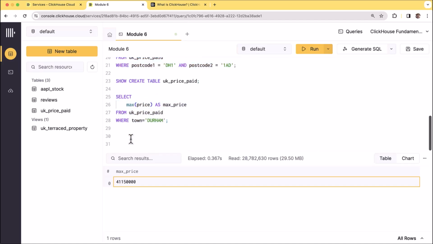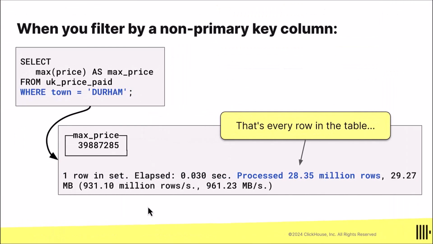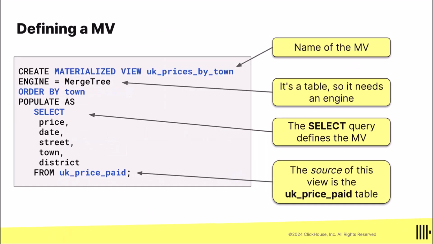One thing you can do with a materialized view is store the data in a separate way. Use a different sort order, a separate primary key, so that if I was going to write a bunch of queries that filtered by town, I could create a materialized view of UK price paid and store the data twice, basically, is what I would be doing. And so here's what that's going to look like.